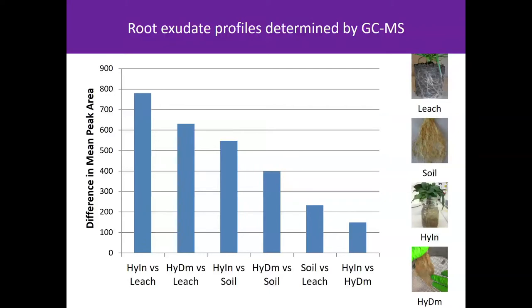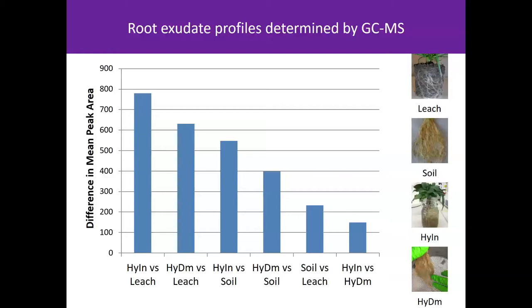So what you see here are the differences in mean peak area between treatments. Sorry, I realize it's probably difficult to read at the back, but on the leftmost column, you have the largest difference in mean peak area of all the 18 compounds that we found in the GCMS, between the hydroponics that we didn't damage before exudate collection and the leachate that we collected. And the lowest degree of difference that we measured was between the hydroponics that we didn't damage before exudate collection and the hydroponic group that we did damage before exudate collection.